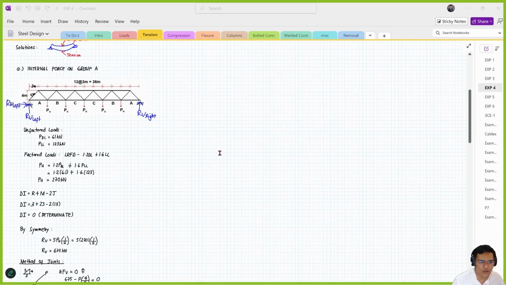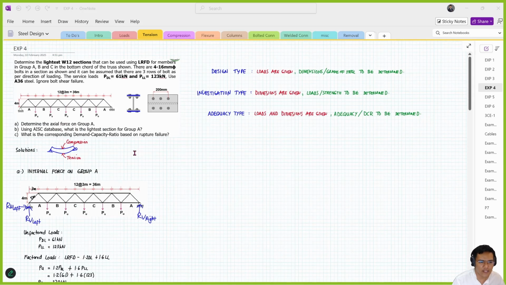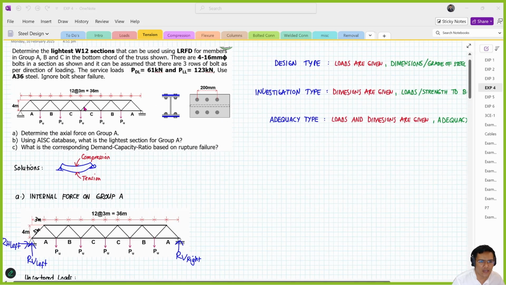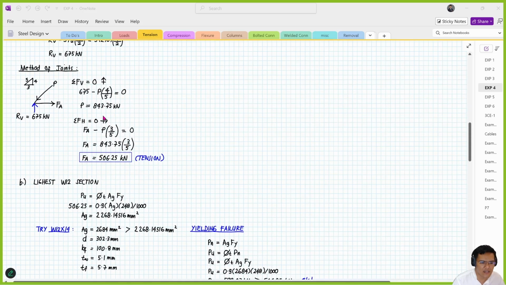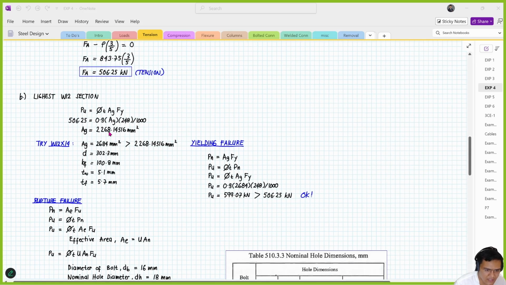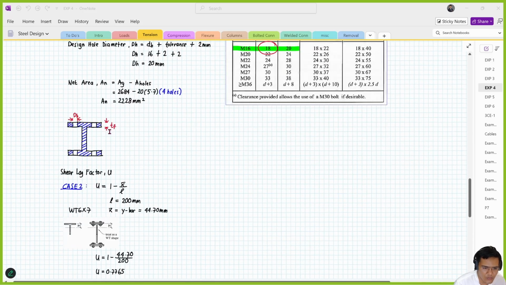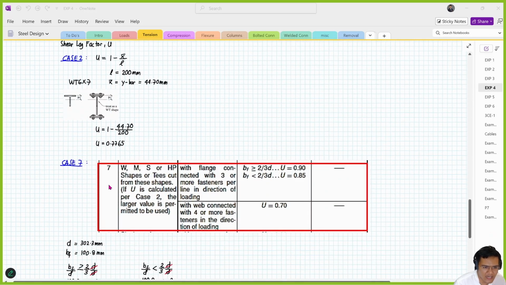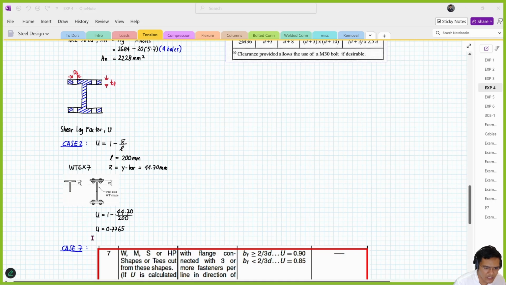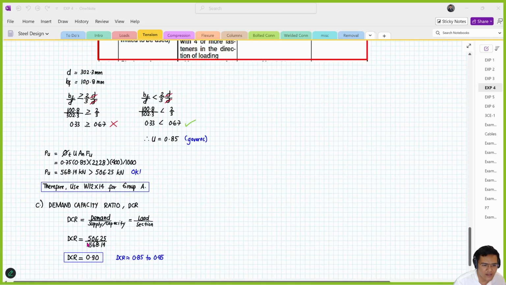So sana malinaw to, yung problem number 4 natin. Yung pinaka takeaway talaga natin dito, yung calculation ng design type of problem and kung paano mag-calculate ng shear lag ng ating given cross section. So dito, we emphasize na kailangan mong i-check lahat ng cases. Nag-fall tayo sa case 2 and case 7, and we also calculate yung demand capacity ratio.